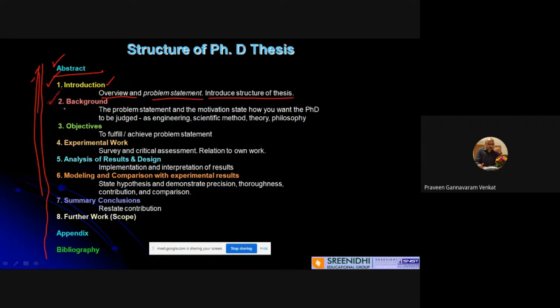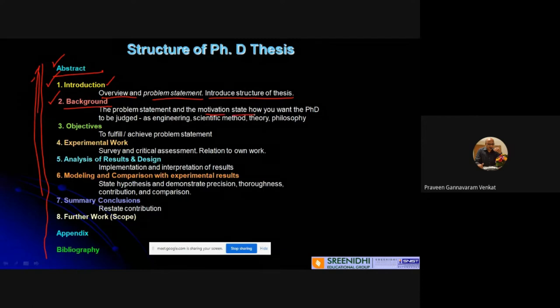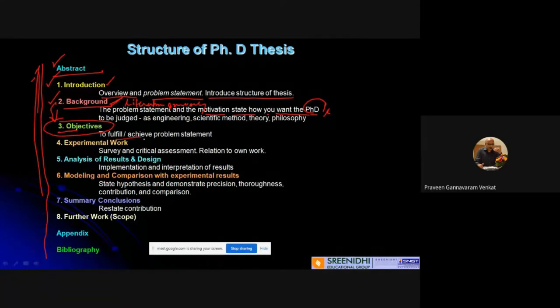The next chapter is the background of our research work: the problem statement and the motivation, how we want to go for the PhD program, and what the lacunas and gaps are. All those things will be discussed in the background. That is known as the literature survey. Another name for background is literature survey. Most important, based on this literature survey, we have to set the objectives in the third chapter. To fulfill this problem statement, we have to set some objectives.